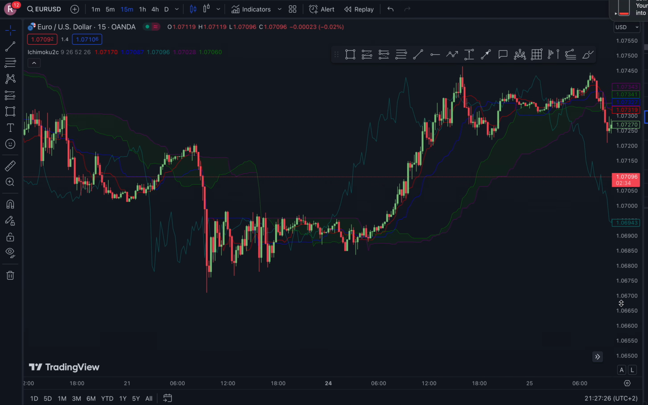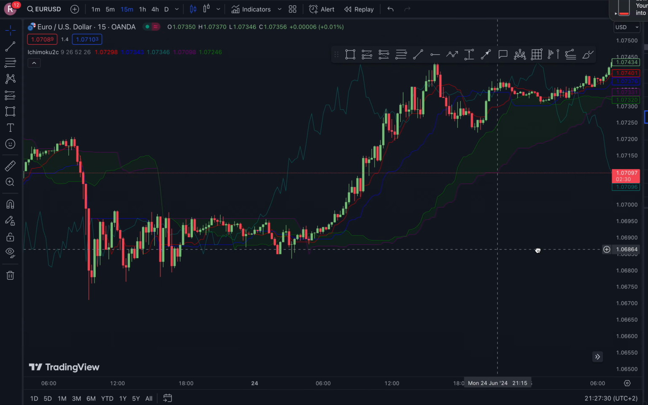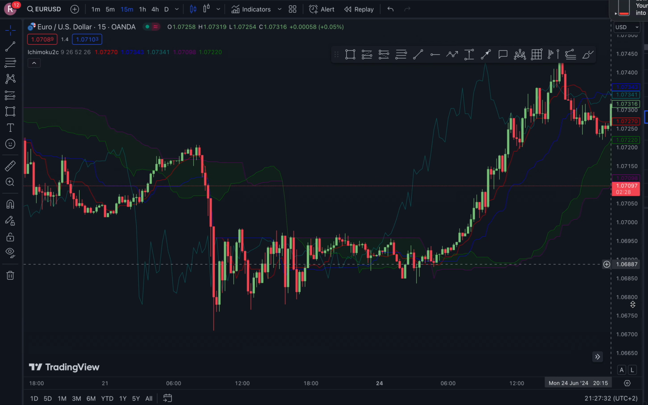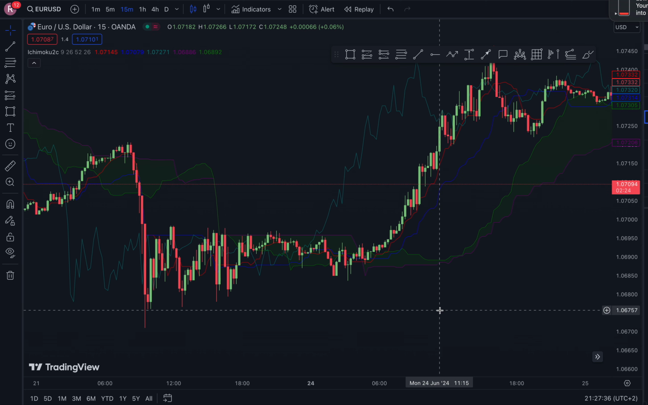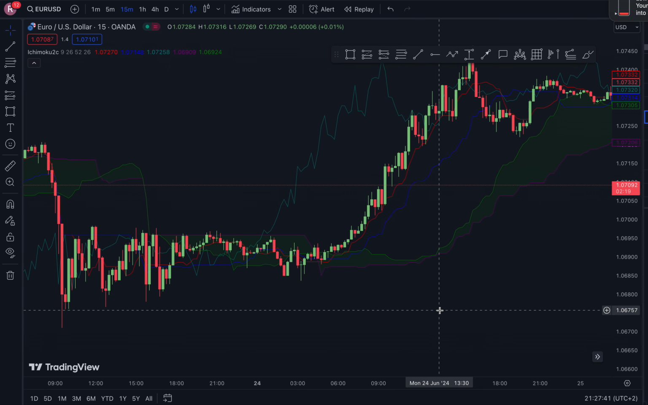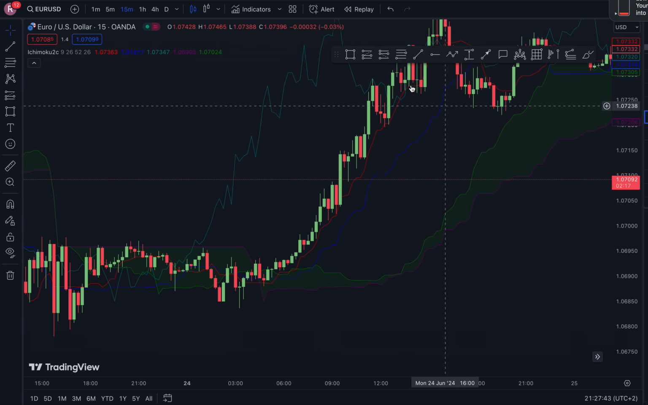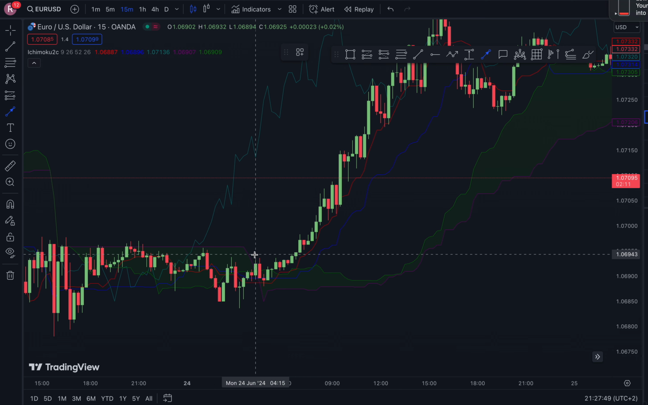This is the Ichimoku cloud strategy, very simple to use, by ChatGPT of course. We're going to try it out to see if it really is worth our time. So this is simple, it's just a simple rule. It's called the Ichimoku breakout strategy. You simply wait for the cloud to break out.